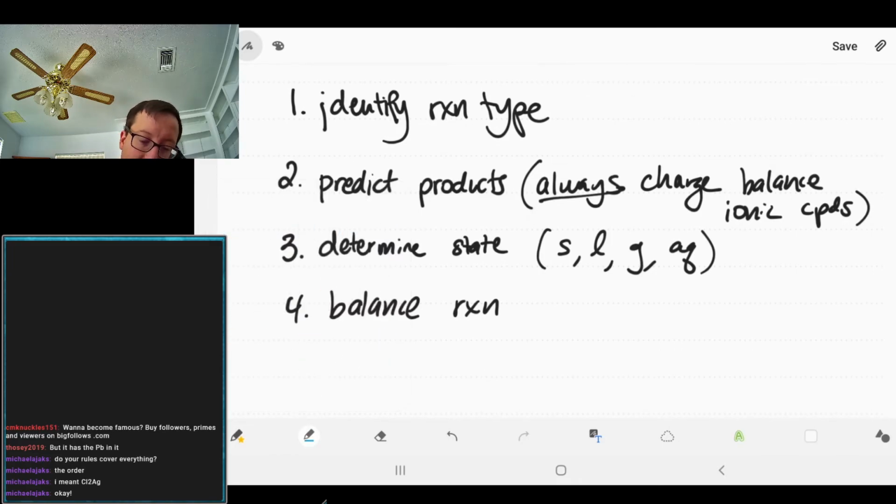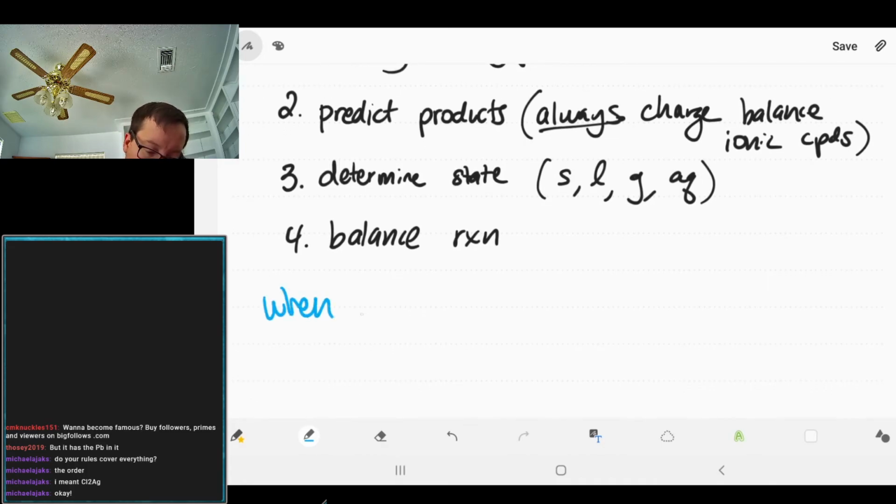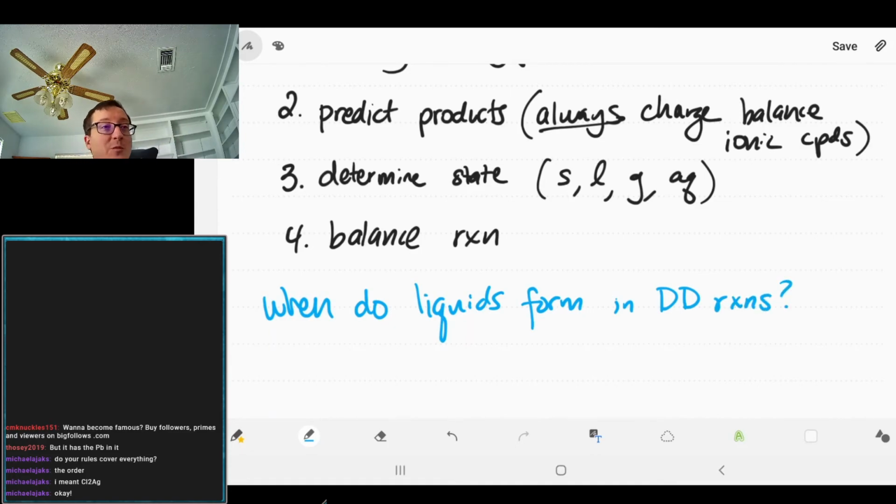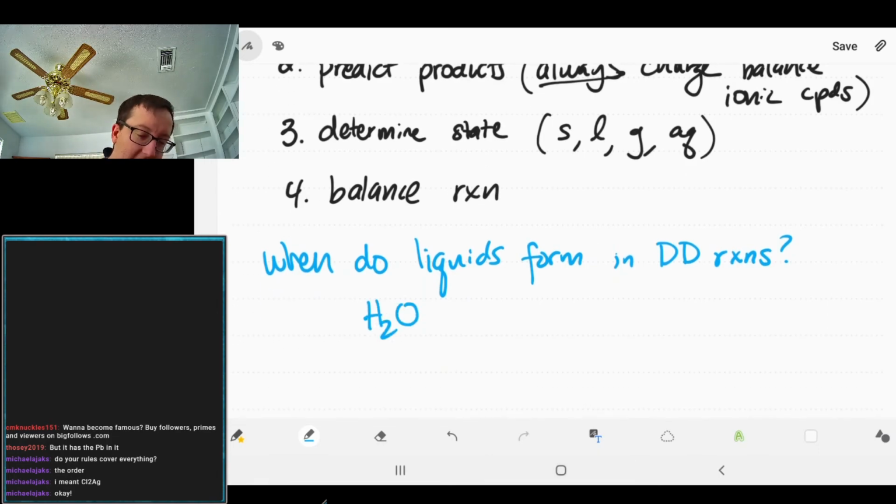Let's look at other states of matter. In double displacement reactions, when do liquids form? How do we know if something's a liquid or not? Thankfully for us, there are only 2 liquids we will ever deal with when we're talking about replacement reactions like these. If we form this substance, hydroxylic acid, or water. These are the only 2 liquids we see. So liquids are easy. If it's one of these 2, it's liquid.